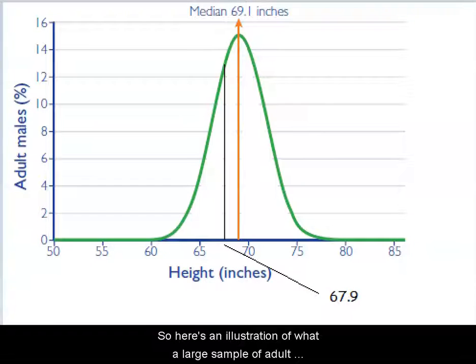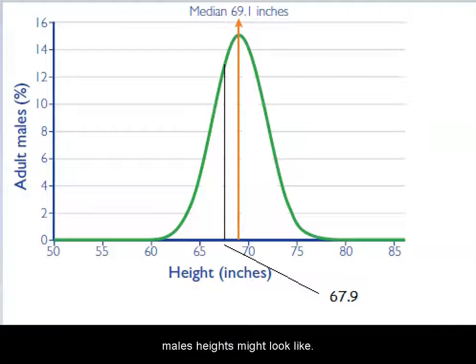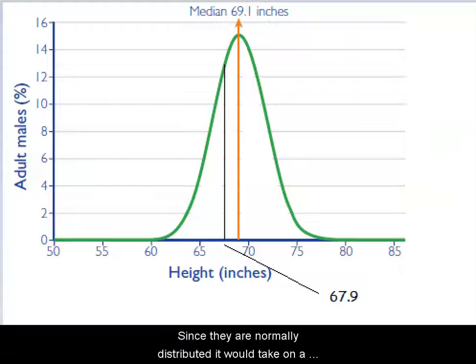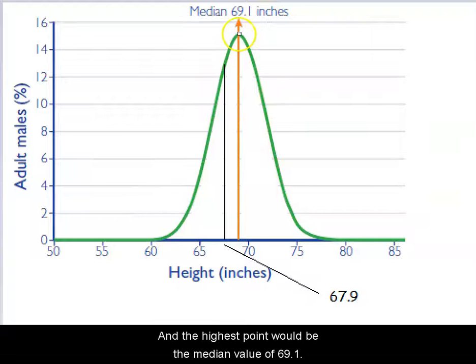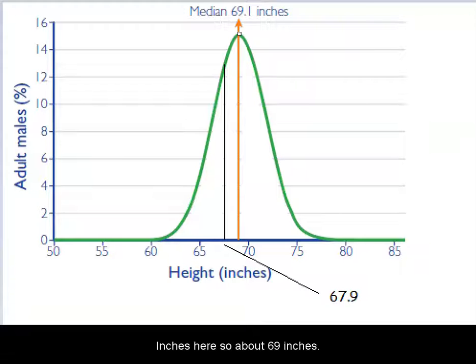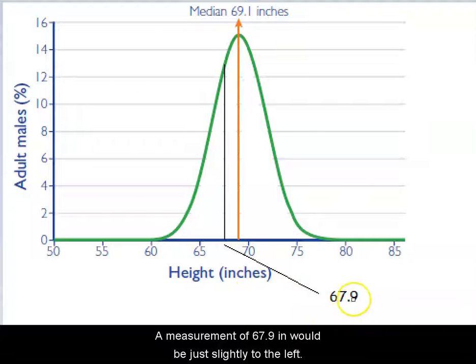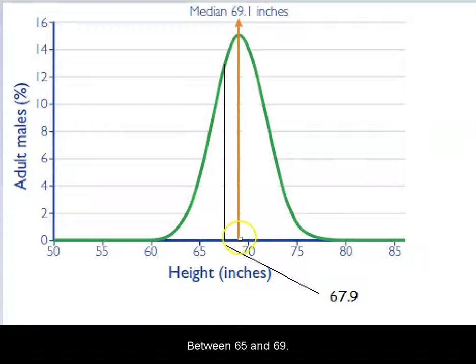Let's look at a graph to help us visualize what we're looking for. So here's an illustration of what a large sample of adult males' heights might look like. Since they are normally distributed, it would take on a bell-shaped curve like this line graph here. And the highest point would be the median value of 69.1 inches here, so about 69 inches. A measurement of 67.9 inches would be just slightly to the left, between 65 and 69.